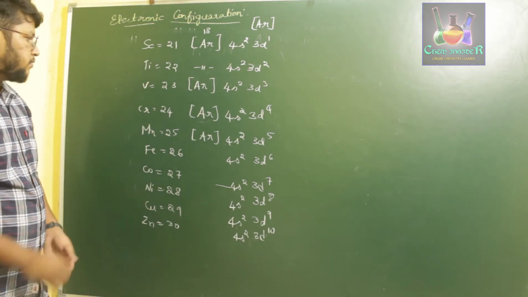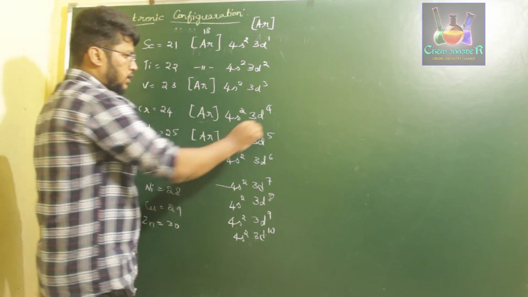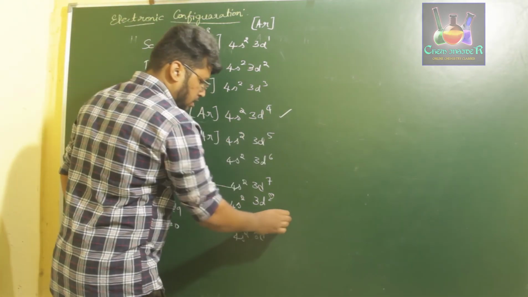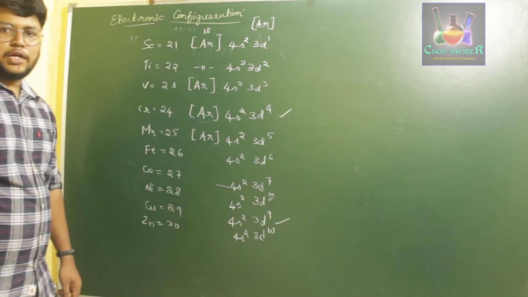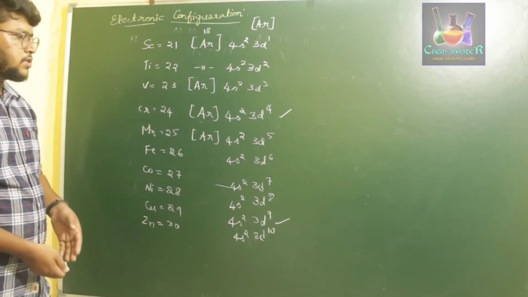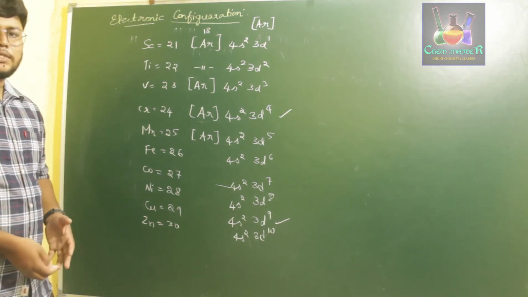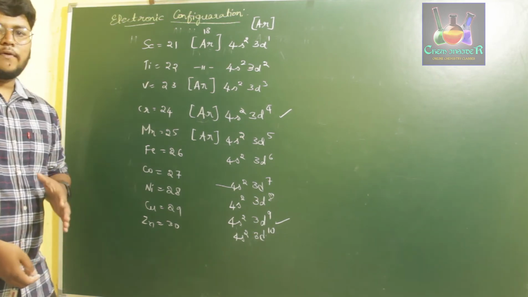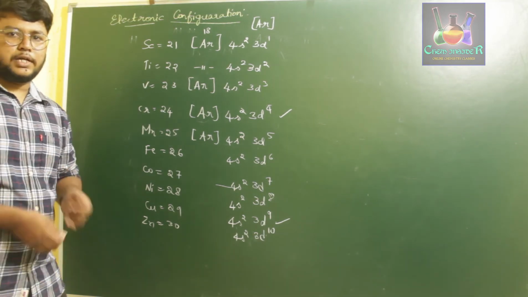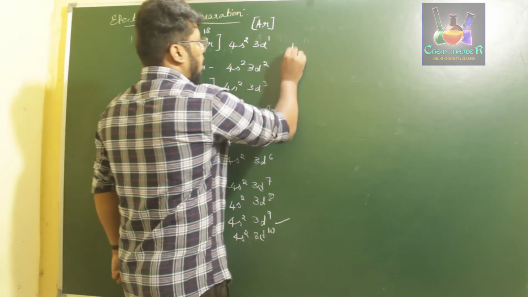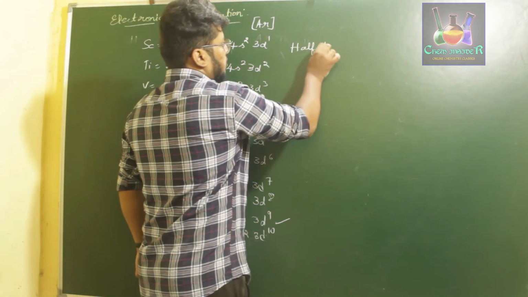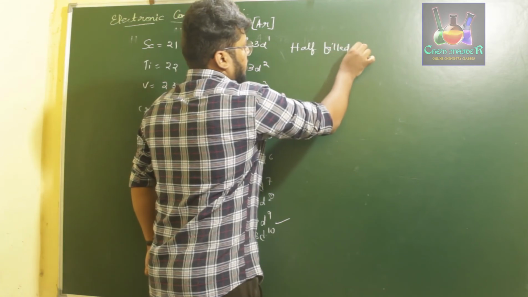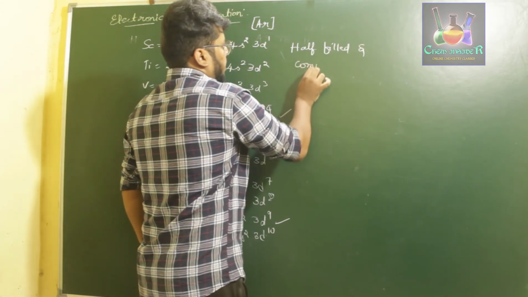But in the case of chromium and copper, we observe a slight change in the electronic configuration. That is because of the stability of half-filled and completely filled orbitals.